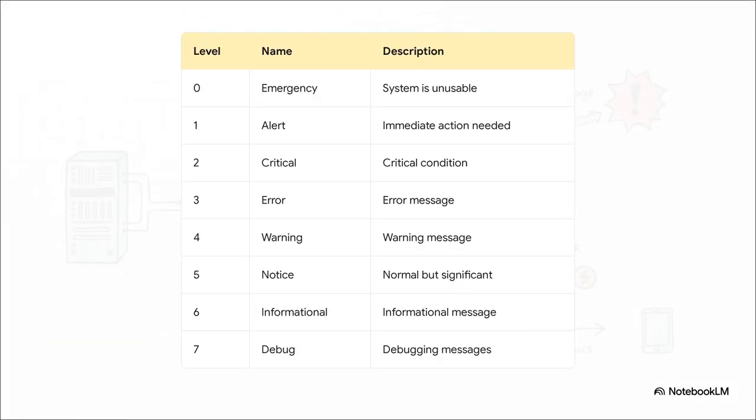And this chart lays it all out perfectly. See, most of the time, you'll be swimming in the stuff at the bottom. Level 7 is for debugging. Level 6 is just informational, like, hey, everything's cool. Things get interesting around level 4, warning. That's a little heads up. Level 3, error, might be something common like an interface going up or down. But when you get to the top, level 1, alert, or level 0, emergency. That's the red alert. That means something is very wrong. A system is unusable. That's the stuff that gets pagers going off in the middle of the night.